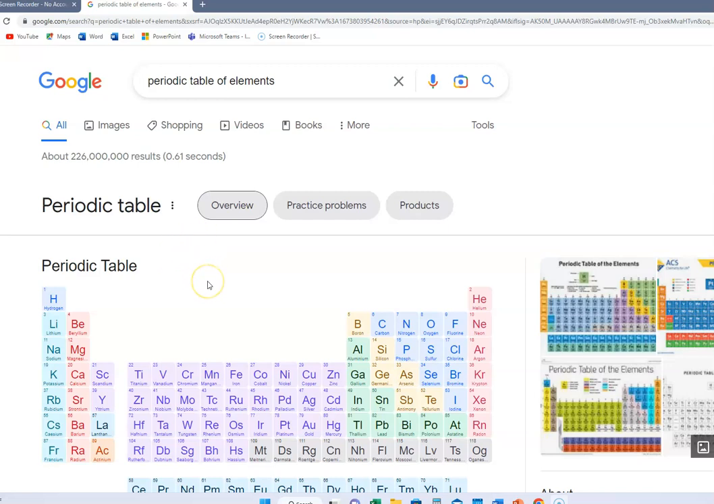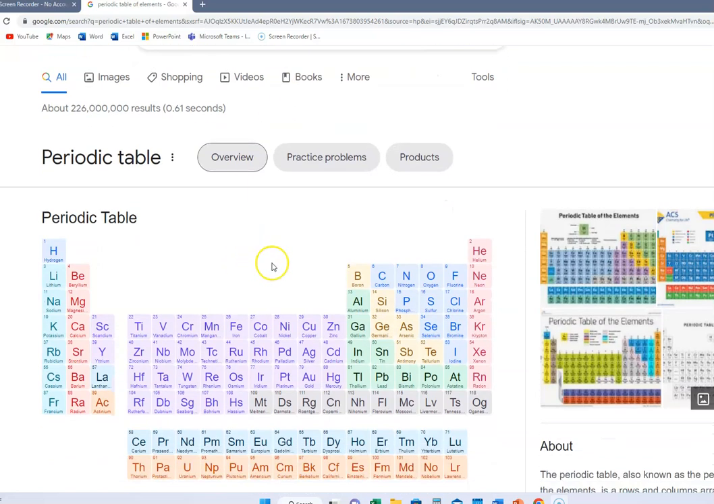So we're going to do some practice problems about radioactive decay. The first thing that we need to do is to have a periodic table. So this is obviously just Google. If you type periodic table of the elements into Google, you get this, which is a wonderful periodic table, perfectly useful.